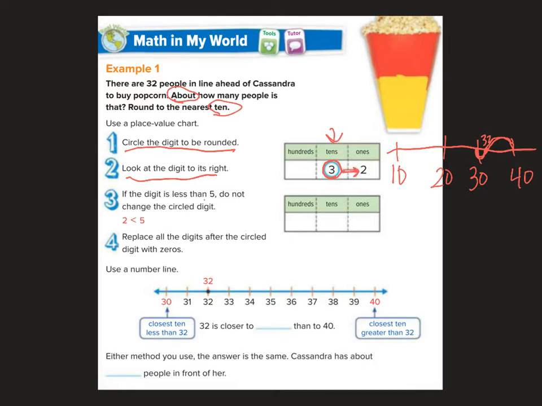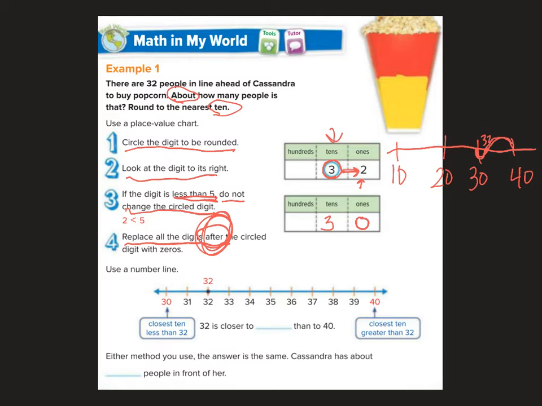If the digit is less than 5, so that's 0, 1, 2, 3, 4, do not change the circled digit. Is it less than 5? It is, yeah. So the circled digit is going to stay 3. Replace all the digits after the circled digit with zeros. So we're going to put a 0 here.